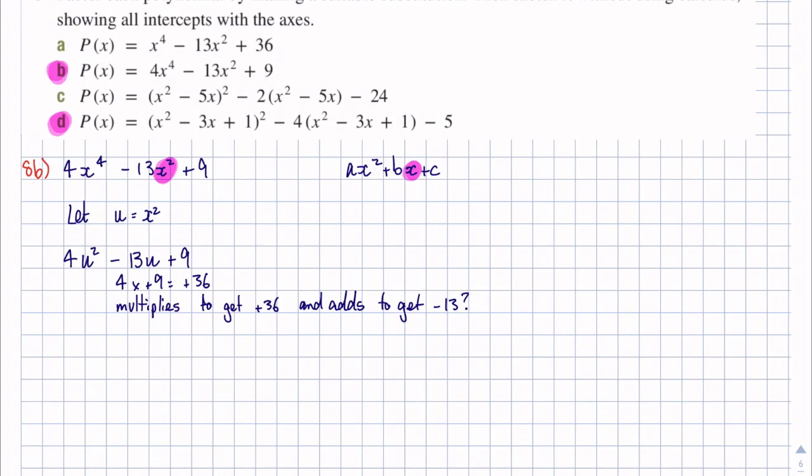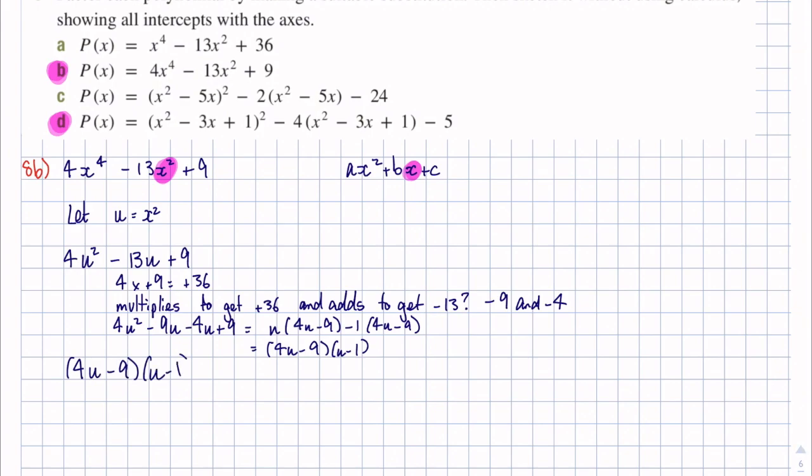12 and 3, no. 9 and 4, 9 and 4. So minus 9 and minus 4. So I rewrite it, 4u squared take 9u take 4u plus 9. And that becomes u outside of 4u take 9, take 1 outside of 4u take 9, which gives me 4u take 9, u take 1. So I've factorised it to be 4u take 9, u take 1.